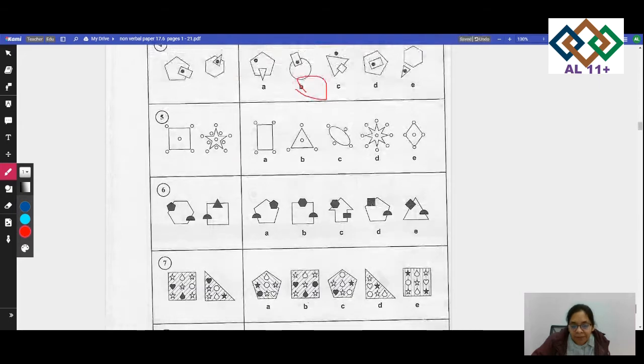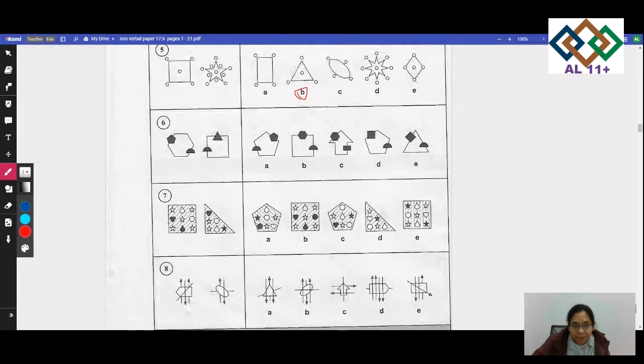In number 5, what are we looking at? All the shapes must have a dot at every corner and a dot in the center. So there should be a dot in the center and a dot in all the corners. Can you see in these shapes? All the corners have a circle type of thing. So what do you think could be for number 5? It's B.